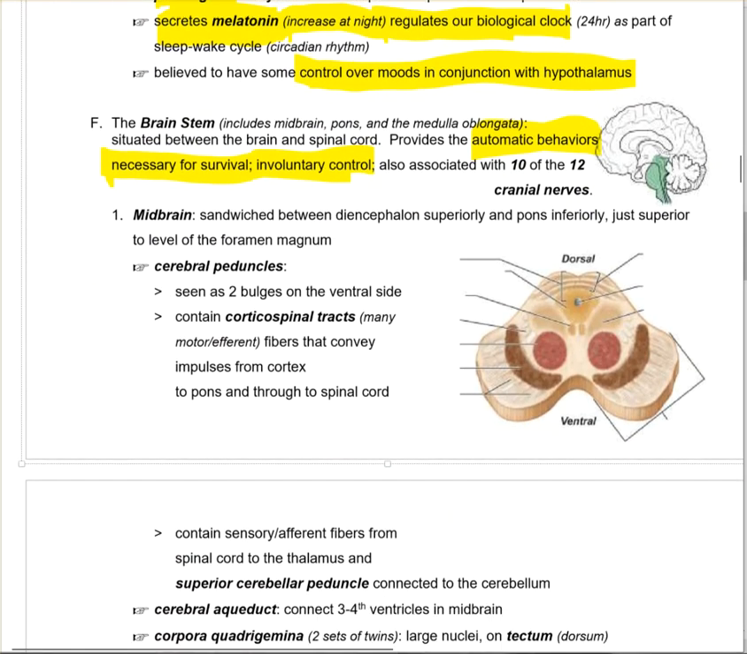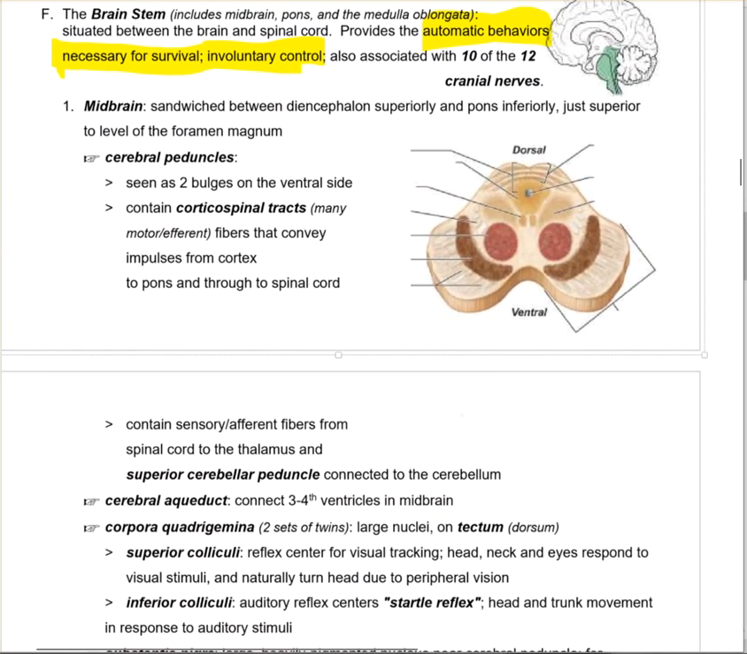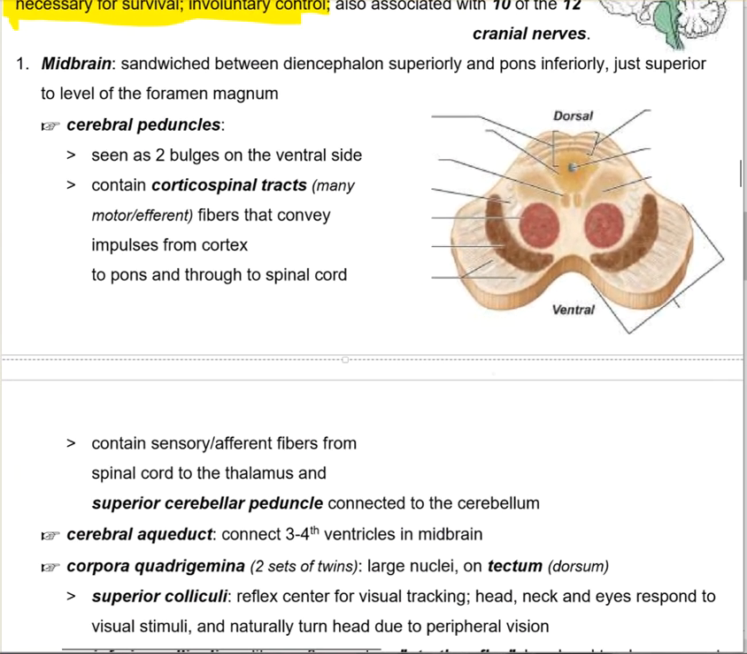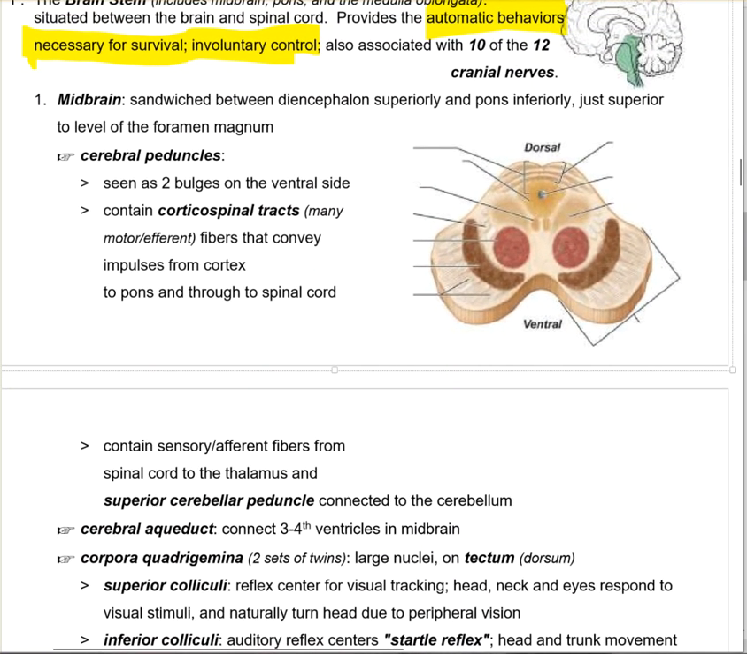So there's our first one right there. There's the midbrain. And the midbrain, as we said, we took a cross section, and we're looking at that cross section. The midbrain is between the diencephalon above and the pons below, and it ends just above the foramen magnum, where the spinal cord goes in and out of the cranium.